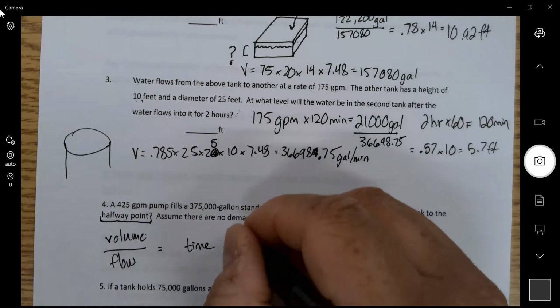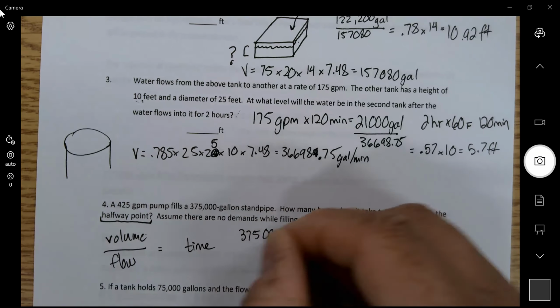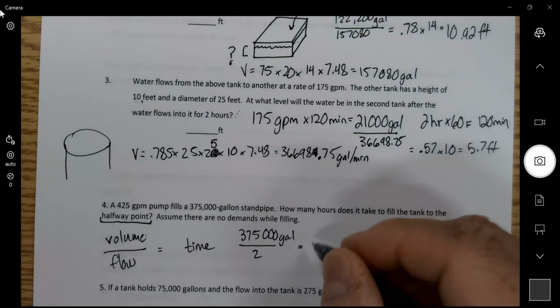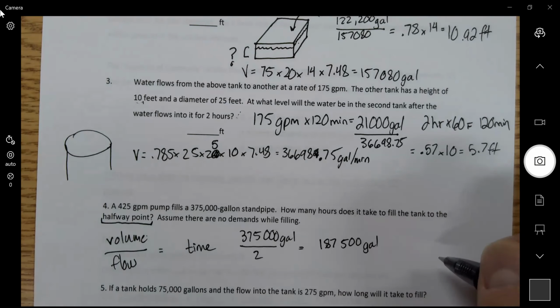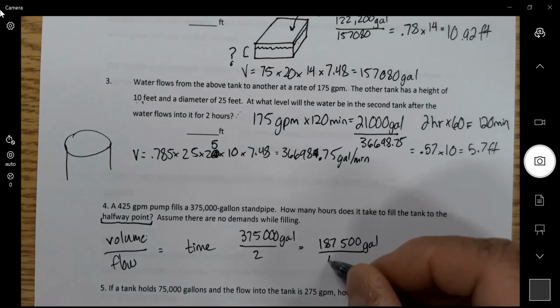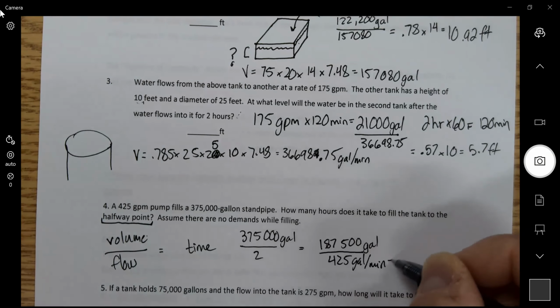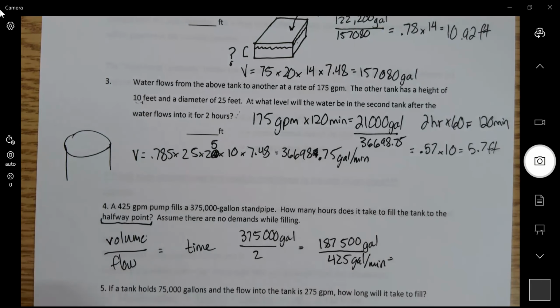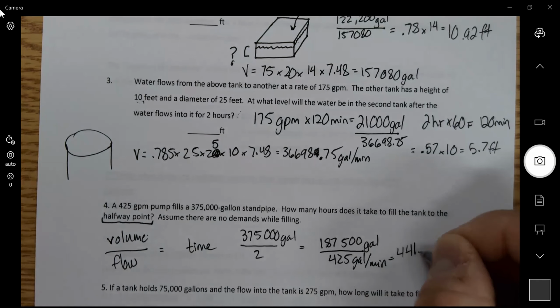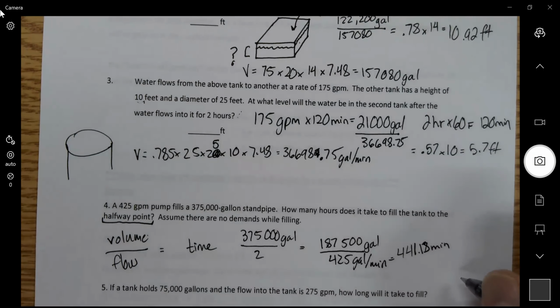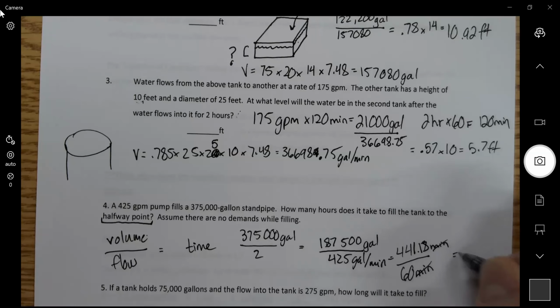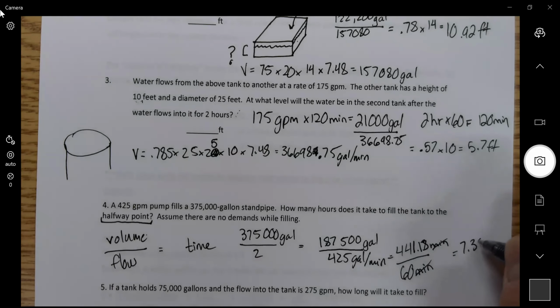Okay. Well, I first need to figure out how many gallons I'm dealing with here. I've got to cut this in half, so I divide it by 2, which gives you 187,500 gallons. Well, I know the flow rate is 425 gallons per minute. That leaves me with 441.18 minutes. How do you get minutes to hours? You just divide by 60, and I get 7.35 hours.